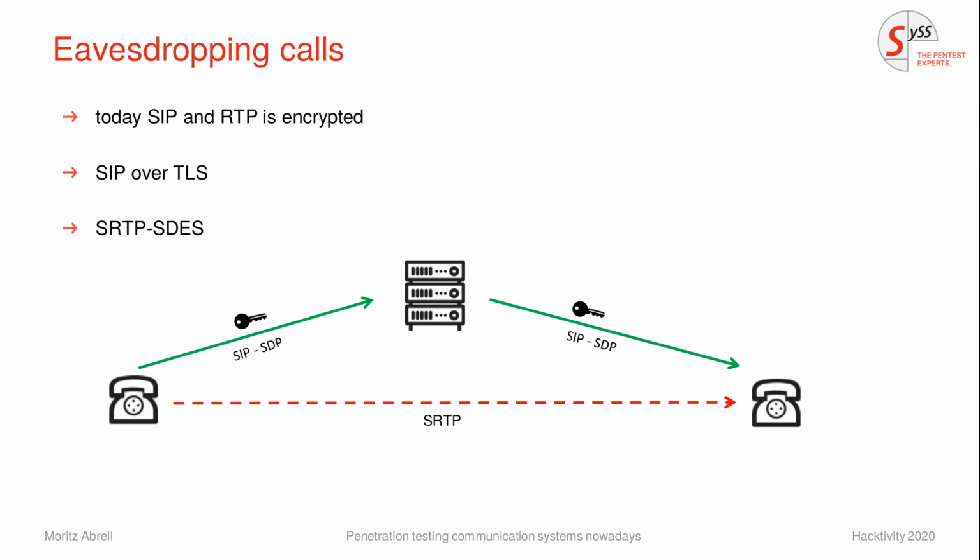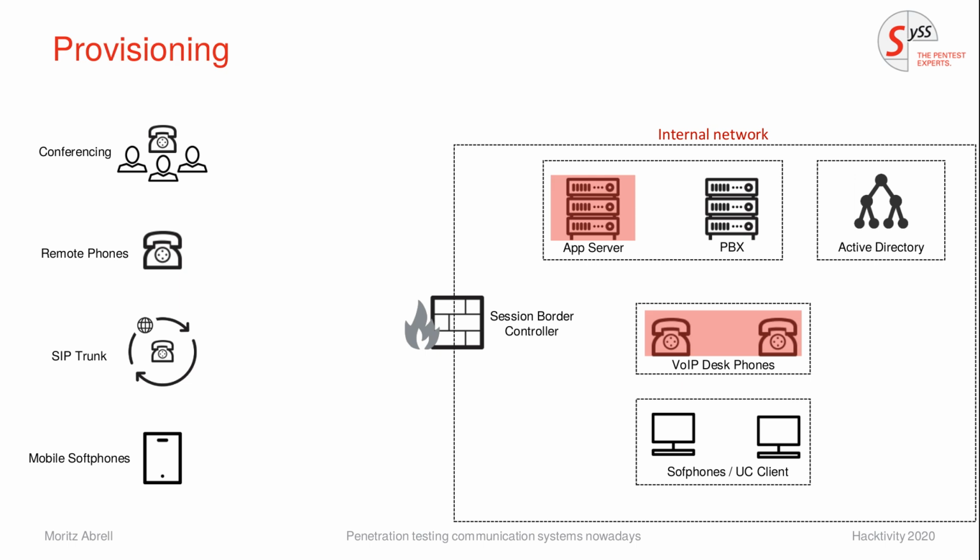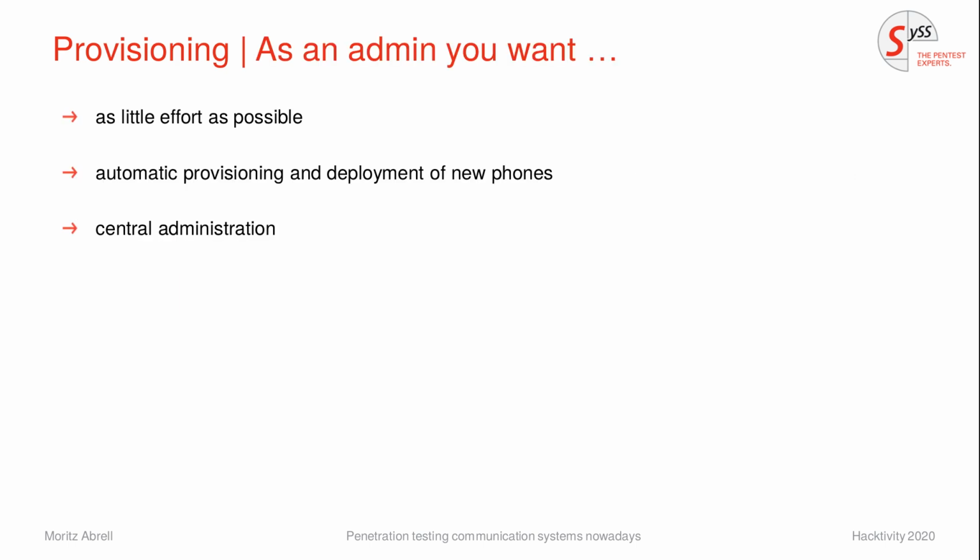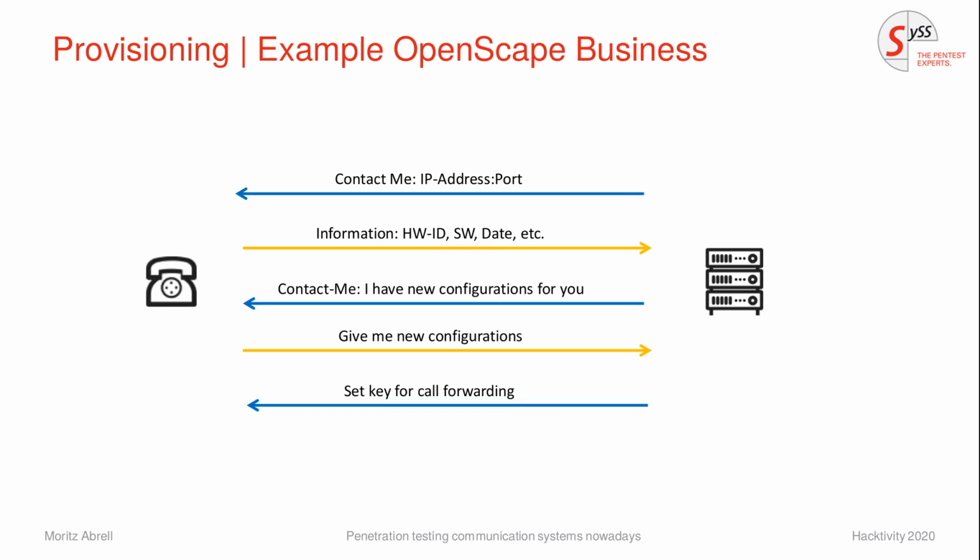So now let's have a look at the provisioning. As an admin, you want as little effort as possible: automatic provisioning and deployment of new phones, and after all, central administration. So let's see how this works using the example of Unify OpenScape Business.